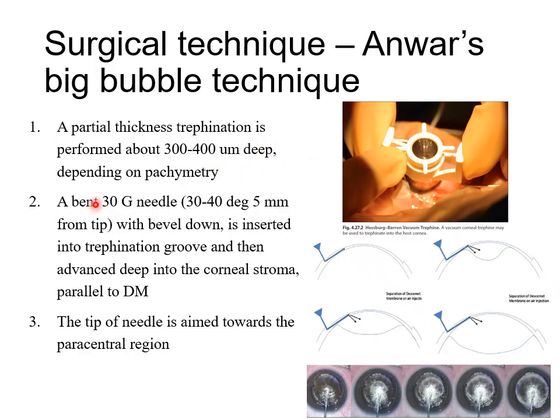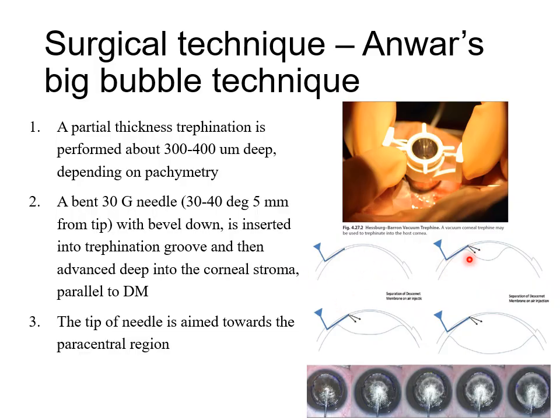All this is being done on the recipient eye. A partial thickness trephination is done so as to remove the stroma, and the trephine makes a groove of about 300 to 400 micron depth in the stroma. That is the amount of stroma that we want to remove. A bent 30 gauge needle with bevel down is inserted into the trephination groove and advanced deeper into the corneal stroma, remaining parallel to the DM. If you go this way, you're going to puncture the DM. The tip of the needle is aimed towards the paracentral cornea.